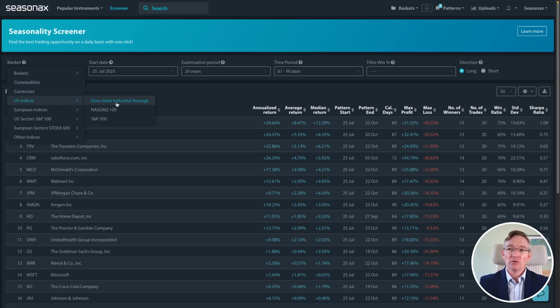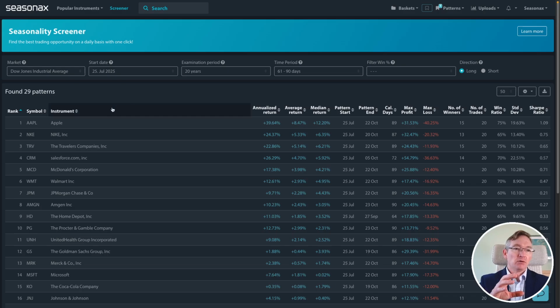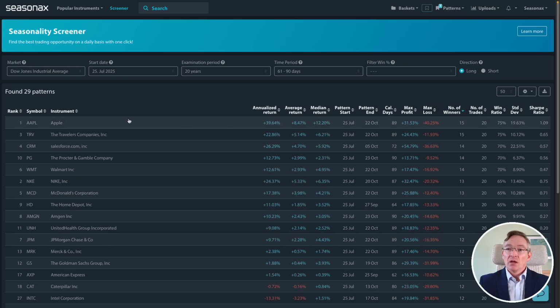There's a whole range of different instruments that you can use Seasonax to do. So one approach, right, is to build your swing trading strategy just around seasonality. So you might just scan for instruments using strong seasonal patterns and only enter trades during historically favorable windows.